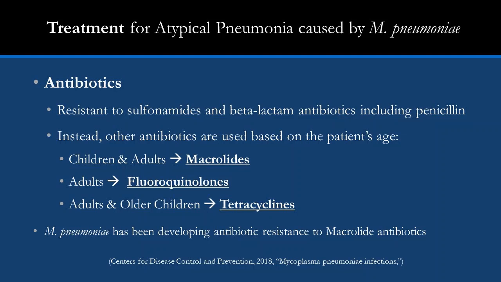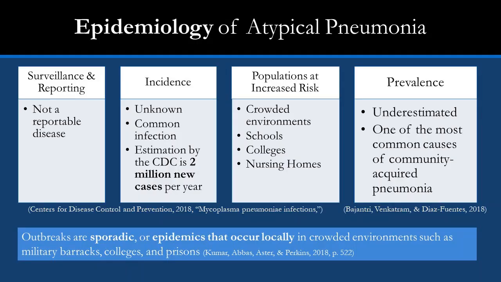Because Mycoplasma pneumoniae bacteria do not have peptidoglycan, they are resistant to antibiotics which act on cell walls, such as beta-lactam antibiotics like penicillin. Alternative antibiotics are given, such as macrolides, fluoroquinolones, and tetracyclines, depending on the patient's age. Atypical pneumonia is not a reportable disease.